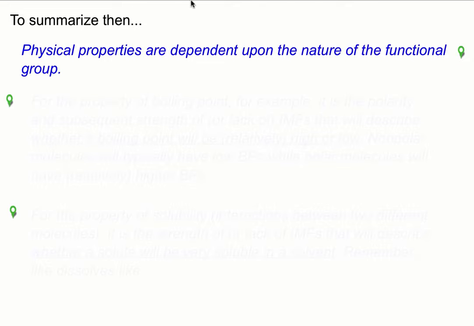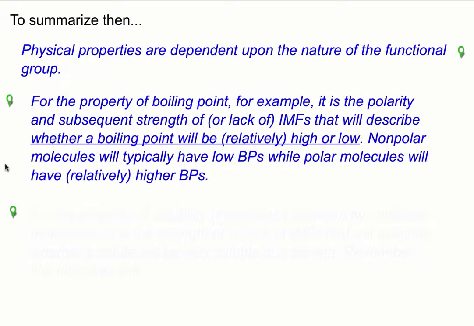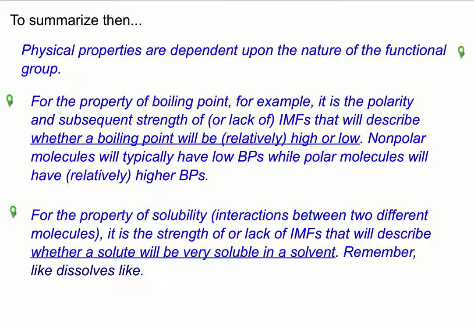So just to wrap up, notice there's a bit of text, so you can pause it at the end if you like. The physical properties are dependent on the nature of the functional group. With boiling point, it has to do with a pure sample, and depending on the functional group, you can establish these strong forces of attraction, and boiling point is high. With solubility, it depends on the polarity of the solute and the solvent, and if you have the same type of solute and solvent, you get dissolving.